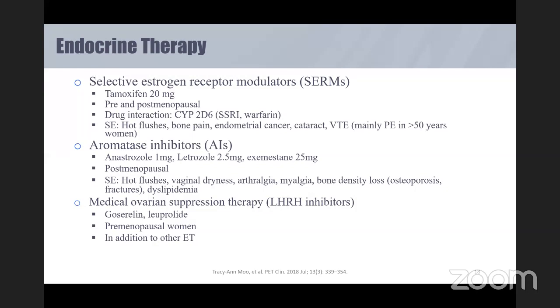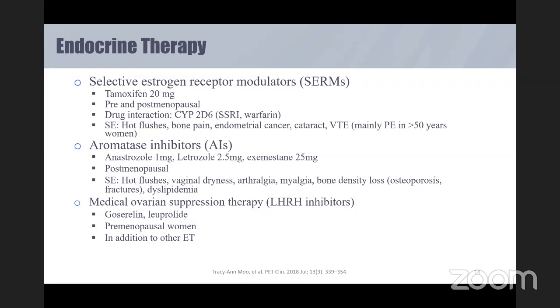Generally we can say they are similar to tamoxifen in efficacy, but in some trials they have been proven to be more effective. However, because of their side effect, bone density loss leading to osteoporosis and fractures, we usually don't use them in premenopausal patients. We use them only in postmenopausal patients.